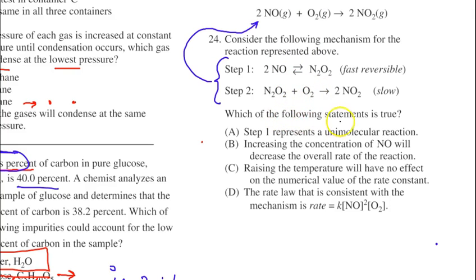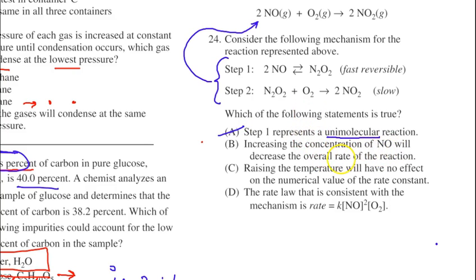Which of the following statements is true? Step 1 represents a unimolecular reaction, and that is not right. Unimolecular means you have one element by itself as a reactant. Well, we really have two NOs. So step 1 represents really what we call a bimolecular, so that doesn't make sense.